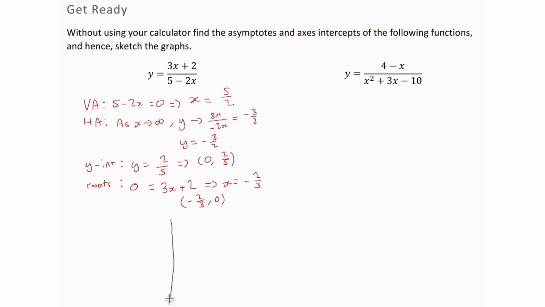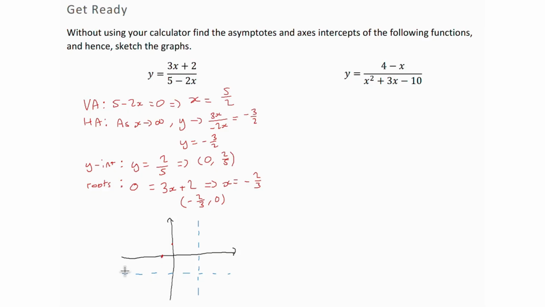Knowing all that, let's sketch the graph. Put in my axes first. I'm going to put in my asymptotes. x is 5/2, that's going to come down something like this. y is minus 3/2, so that's going to come through something like this. And then it's going to go through 2 points. It's going to go through (0, 2/5), which is, let's say, about there. And it's going to go through (minus 2/3, 0).